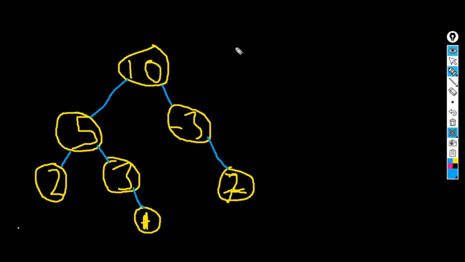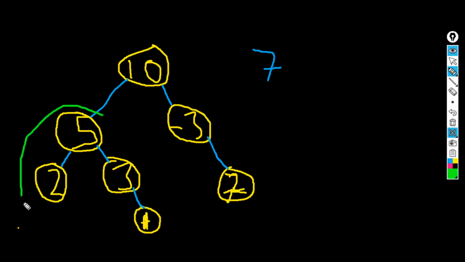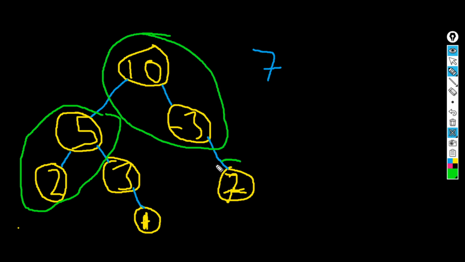So let's target our sum. Sum equals 7. Okay, sum equals 7. Now in the first case, what will be our sum for the first path? Let's change the color. Our target is 7. First, this one has value 7, this has value 7, and this alone has value 7. So we have these 3 paths.